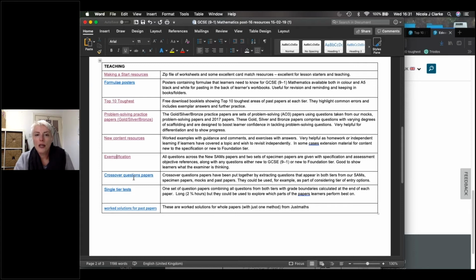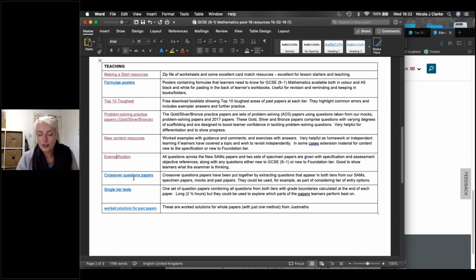But rather than a whole paper, it's just those. So that just helps you time-wise. You can fit quite a lot into a lesson that way, rather than run a whole paper and not have time to do as much with it.